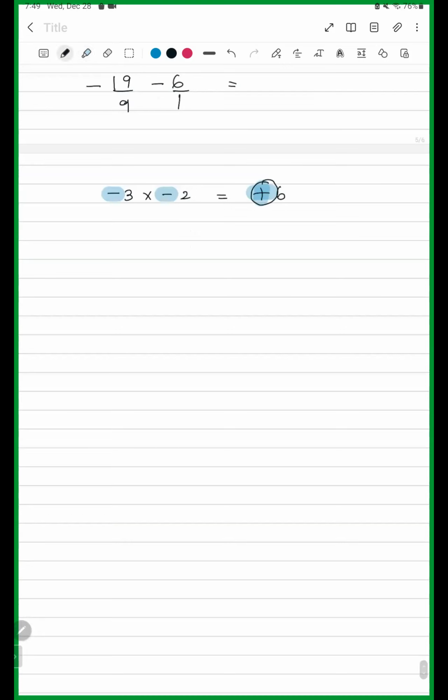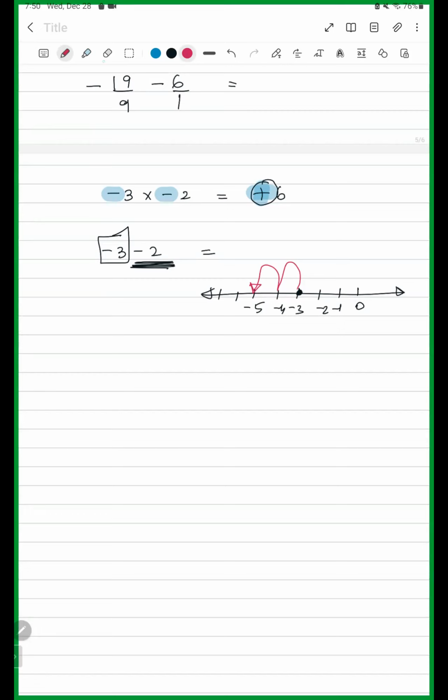But when you say minus 3 minus 2, does it mean that these two get cancelled? No. Does it mean that the answer will be positive? No. Because here, what are we doing? Here, we are taking minus 3. Let's say this is 0. Minus 1, minus 2, minus 3, minus 4, minus 5, minus 6, minus 7. Here, we are taking minus 3, and we are going 2 spaces to the left. So, 1, 2. Where have we reached? Minus 5. So, the answer is still negative.